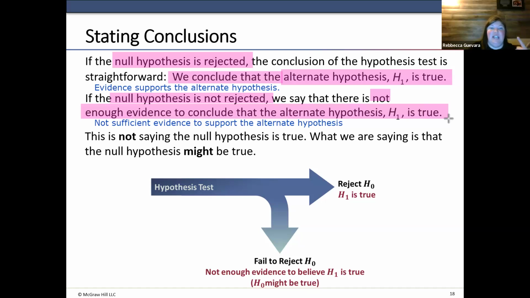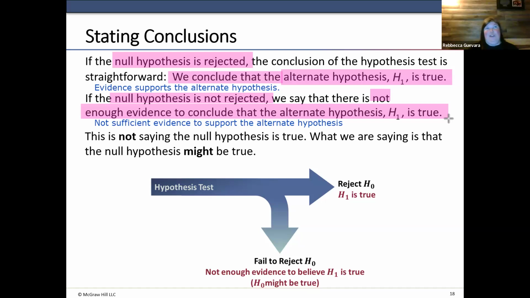So, like I said, this is not saying that the null hypothesis is true. What we are saying is that the null hypothesis might be true. So never are we trying to prove anything. Even though we're putting the null hypothesis on trial, we're looking really for the evidence to convict it. It's like criminal cases. We may bring somebody in, we're fairly certain they committed a crime, but we don't have the evidence to support it.